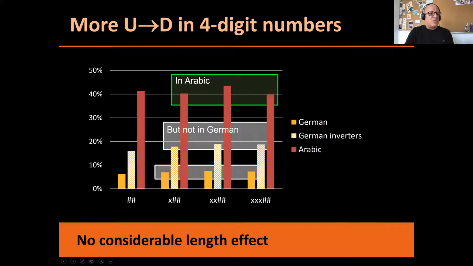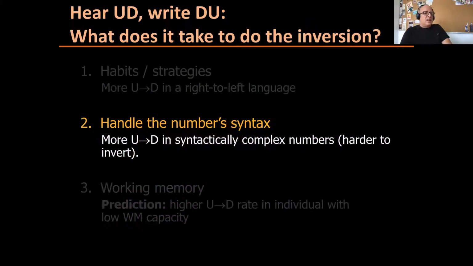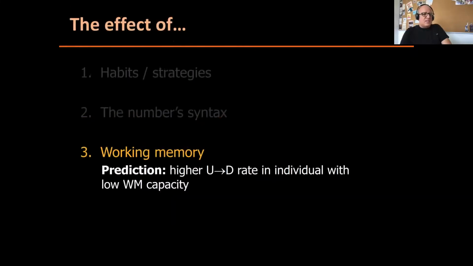Also, the length effect that you see slightly, you see it mainly in German, slightly here, in Arabic even less. It's very minor. Definitely, this is not the major factor that affects the unit first writing. We should also say here that the syntactic effect exists, but it's not huge, right? It's not even close to the effect of habits or strategies that we saw earlier. So we see an effect of syntax.